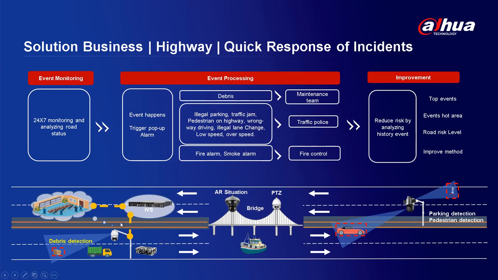So this is a typical setting where, on this road, there is debris detected by this camera. It will send this notice to IVS, that is the intelligent video server. Then, of course, if there is parking detection or pedestrian crossing, it will help to send a signal and then we can respond. So we have such a response.